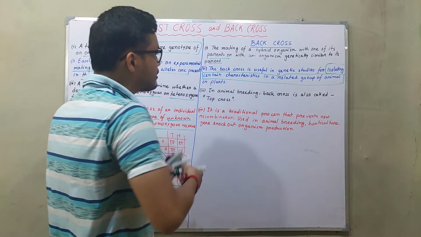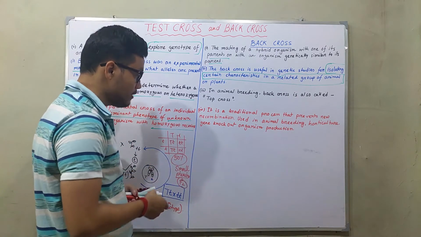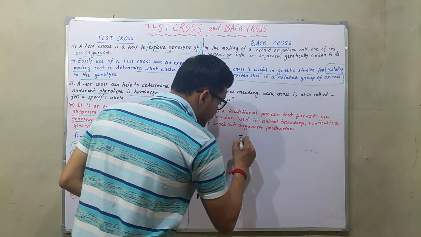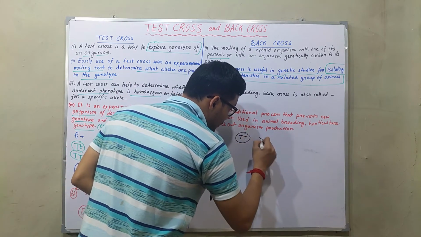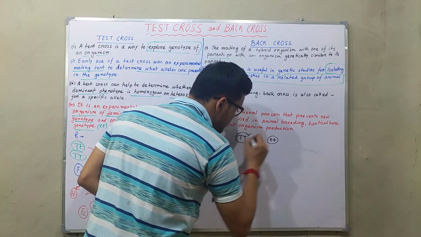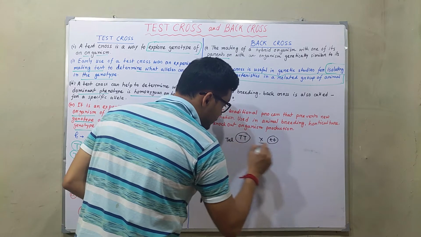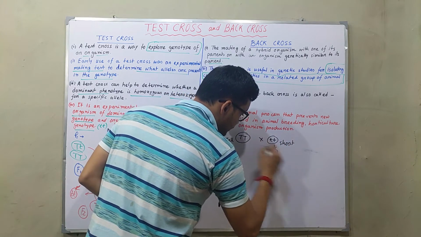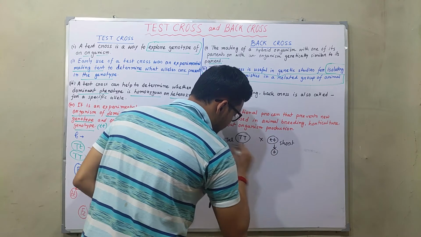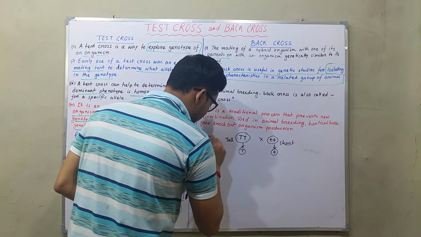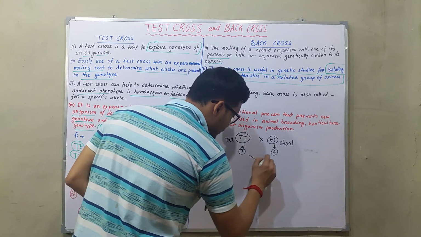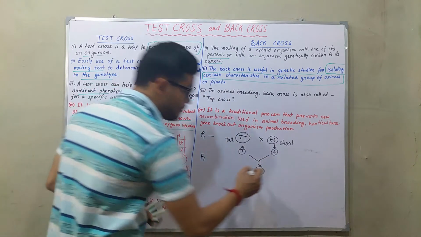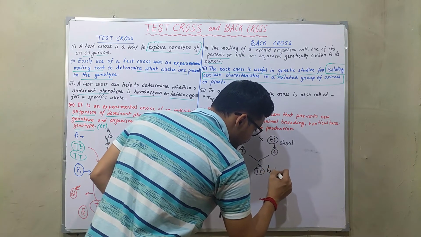But in case of back cross, whenever we apply this theory, we cross capital T with small t. This is the tall phenotype and this is the short phenotype. So we get small t gamete and capital T gamete, and this is the P1, and in case of F1 we have got capital T small t. Okay, so this is the hybrid. So this plant is hybrid, right?